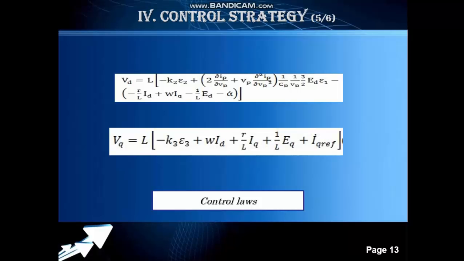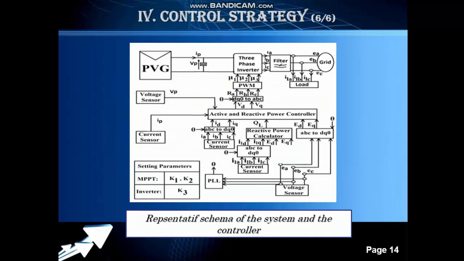After having applied the backstepping technique, we elaborated the control laws VD and VQ, which are used to control the inverter in order to achieve the objectives. And this is the representative schema of the system and the controller. As you see here, the outputs generated by applying the backstepping method are used by PWM to generate the switching signals of the inverter in order to realize all the aforementioned goals with a good performance.